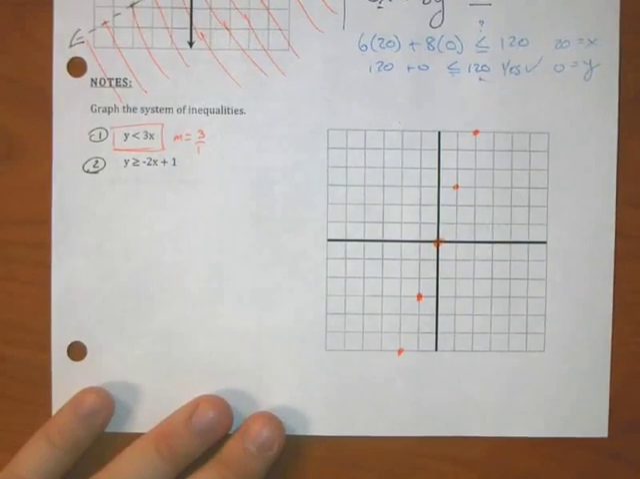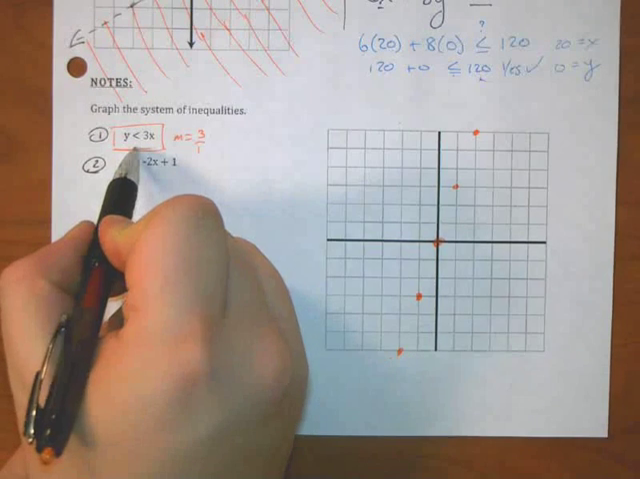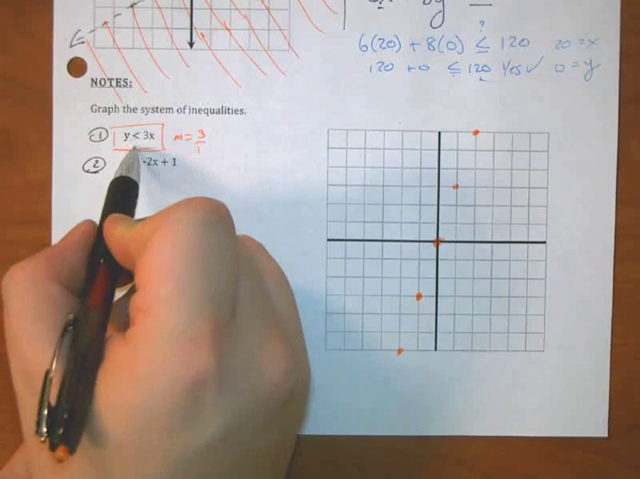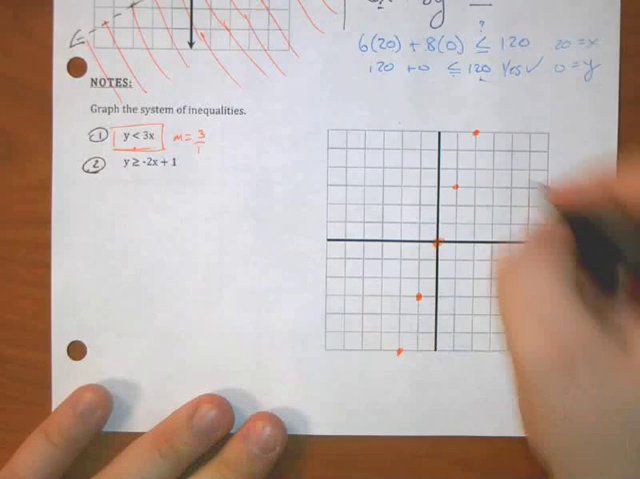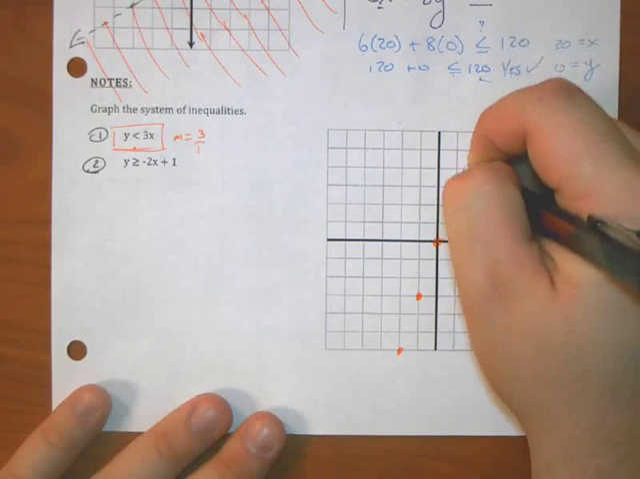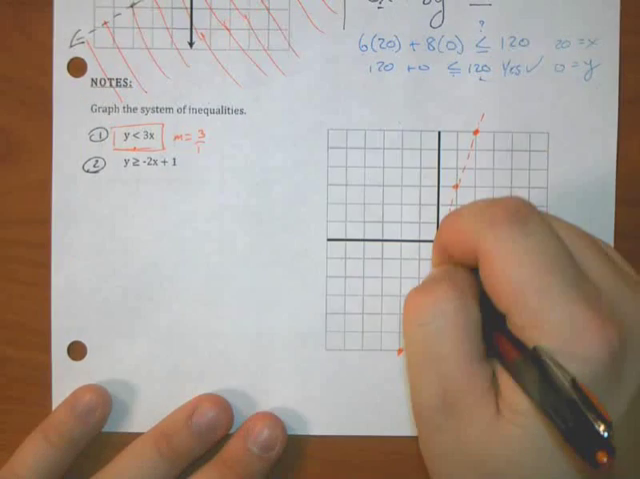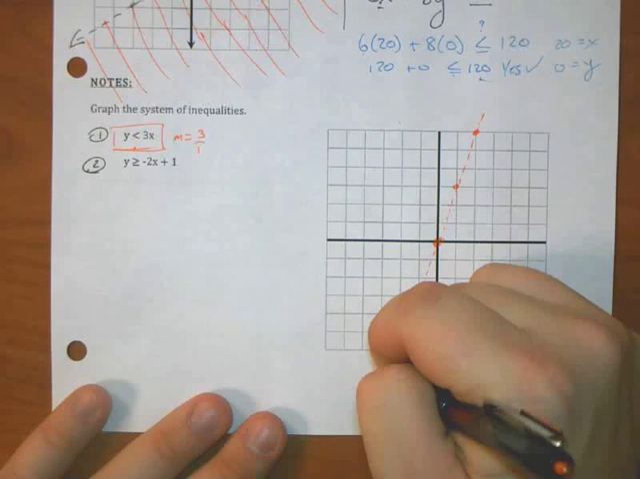Is this a dotted or a solid line? Dotted. There's no bar under the inequality, so this is a dotted line. So I'll connect all these points with a dotted line.